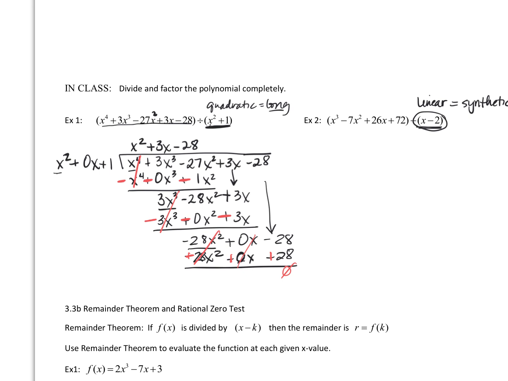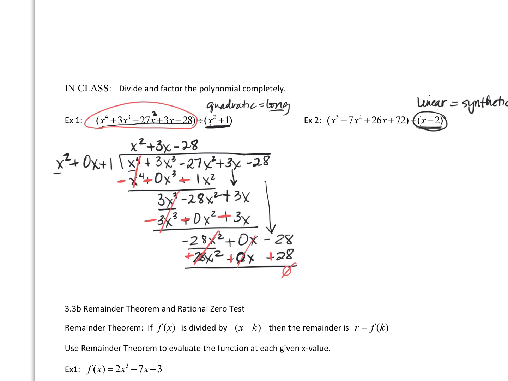All right, now notice the instructions. This is divide and factor the polynomial completely. So when I'm done, I know I'm done when I can factor out my original polynomial all the way out. So looking at that, how many solutions will it have? 4. How'd you get that? You're right, because the highest exponent is 4, so it's going to have 4 solutions.